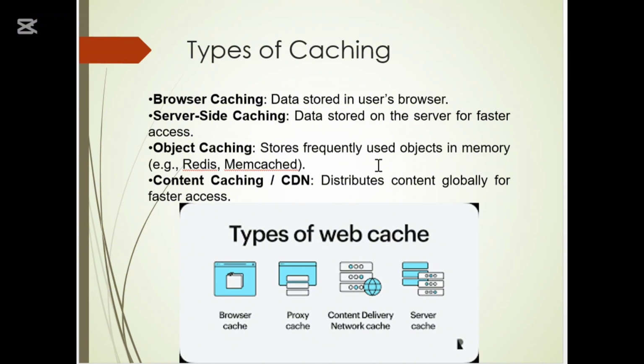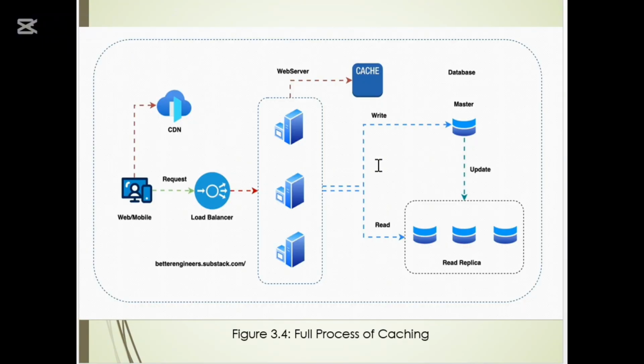Types of caching. There are 4 types of caching: browser caching, server-side caching, object caching, and content caching, or CDN. They are adjusted in a picture. Full process of caching: web or mobile, then request to a load balancer, web server, then cache. Thus, we have analyzed the cache process in a picture.